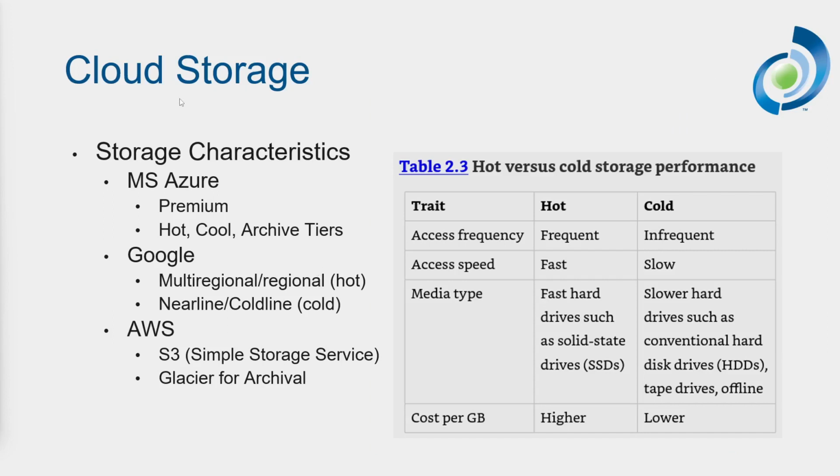Next, we'll focus on cloud storage, some storage characteristics. With Azure, they have premium, hot, cool, and archive tiers. With Google, they refer to it as multi-regional or regional, which is hot, and then Nearline and Coldline, which is cold. And then with AWS, they have some very specialized storage.